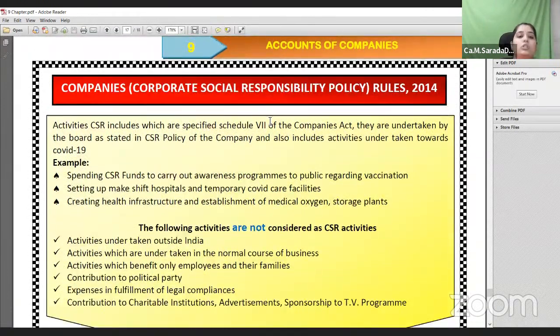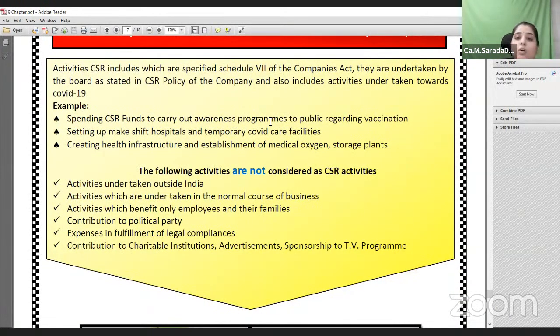But however, the following are not considered as CSR acts. Very, very important. If the company contributes money to these activities, they are not considered as CSR activities. What are those activities, ma'am? Activities which are undertaken outside India. As I have already told you, the first preference for the CSR amount is the local areas. However, if the company is spending the amount outside India, or using that amount for a political party, or for normal business activities, or for the benefit of the employees, or giving advertisements or sponsorship for TV programs, or contributing to charitable institutions, in such cases they are not called CSR activities.